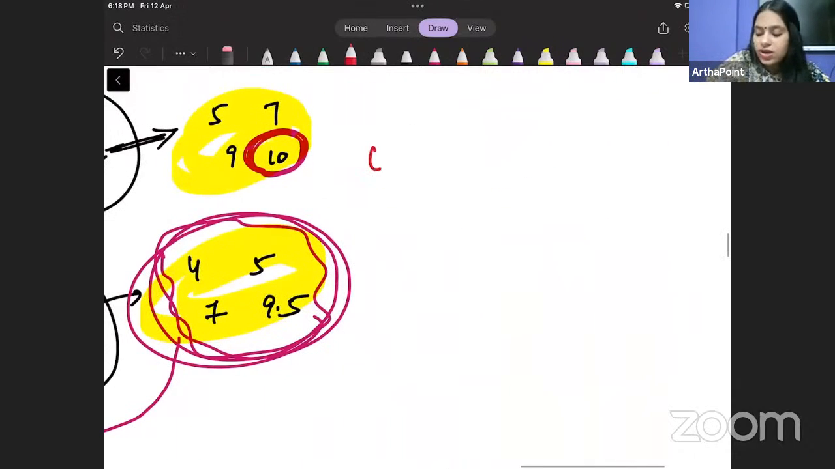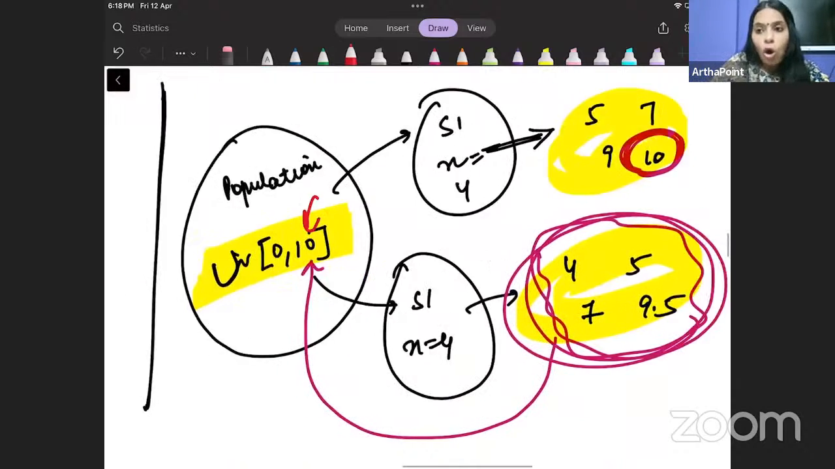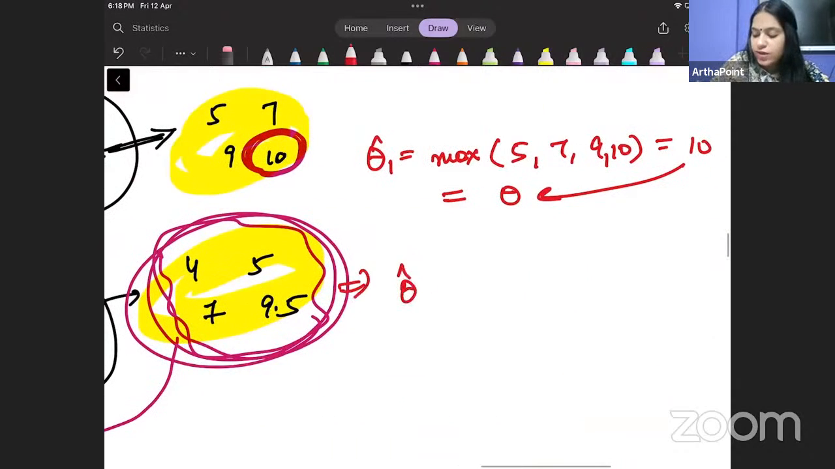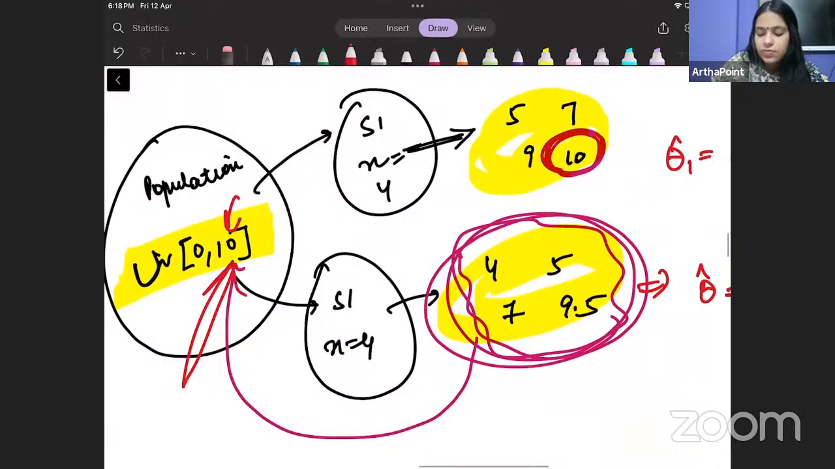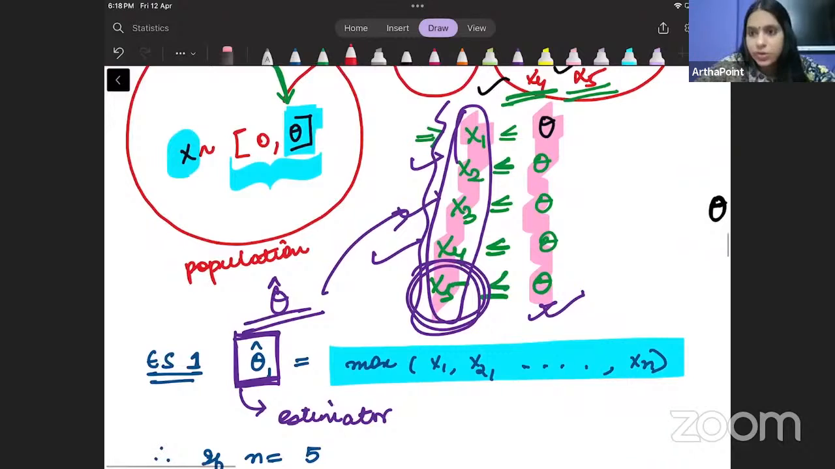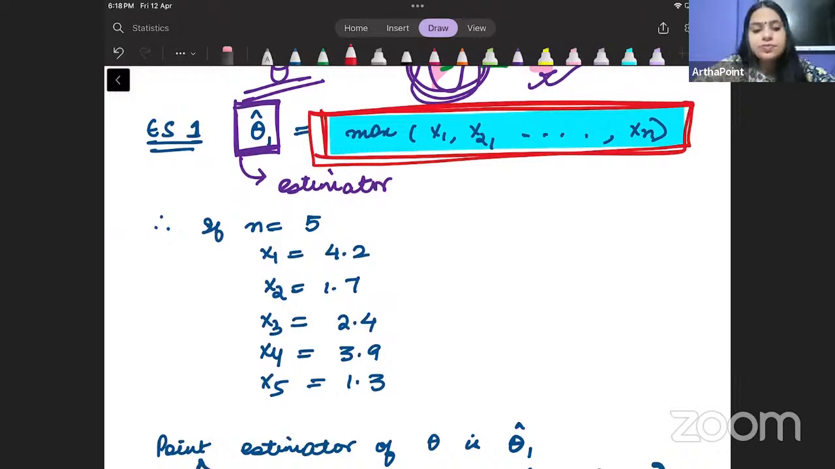So when I go ahead and find my theta hat based on the maximum values that I see here, either I will get 10, which is exactly the value of theta, or, when I try to find theta hat, which will be the maximum of 4, 5, 7 and 9.5, I will get 9.5, which is less than the actual value of theta, which is 10 here. But the maximum I can do is find the maximum value of the sample. Okay, so this is what I have done here. I am finding the maximum value of the sample.